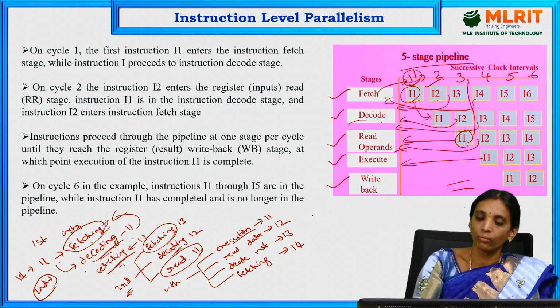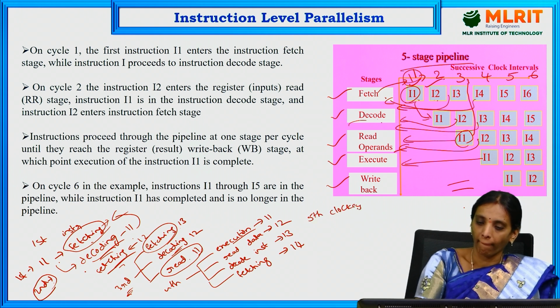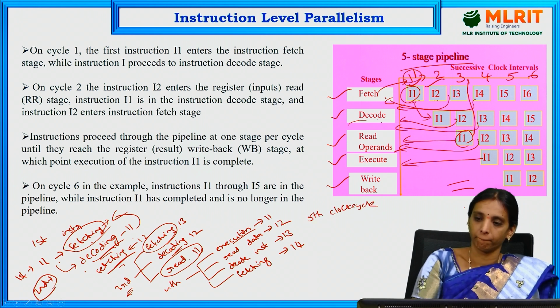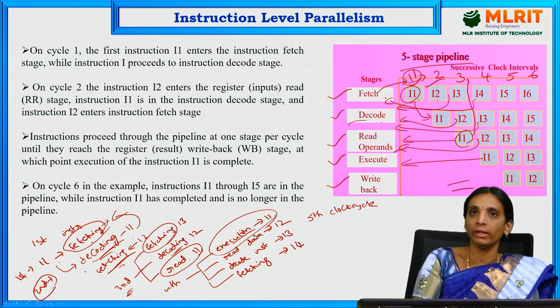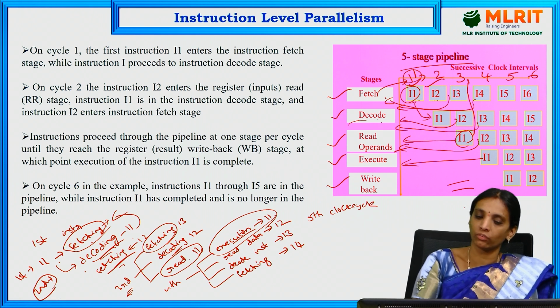And next, for the fifth clock cycle, after completion of execution, the data is written back to the registers. Therefore the 11th instruction, which has already completed execution, writes back its data to the registers. The 12th instruction, which read the data in the previous clock cycle, now goes for execution.